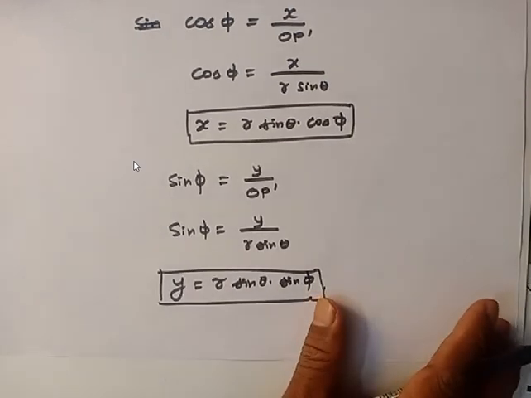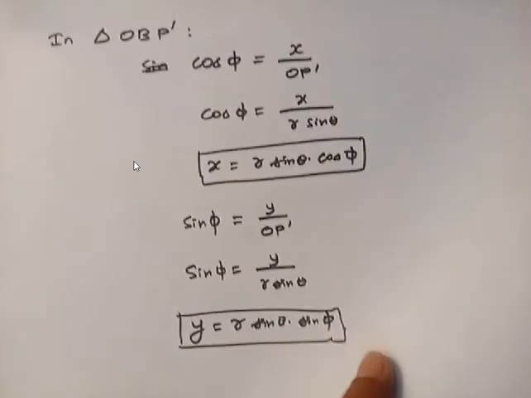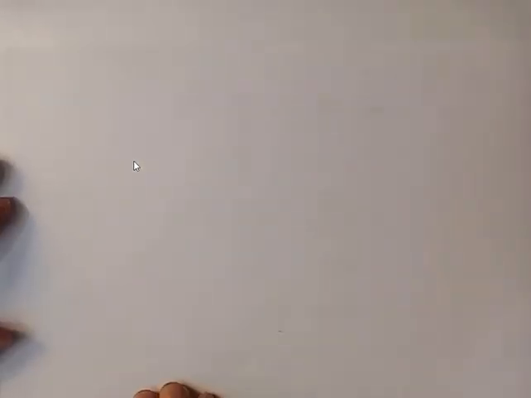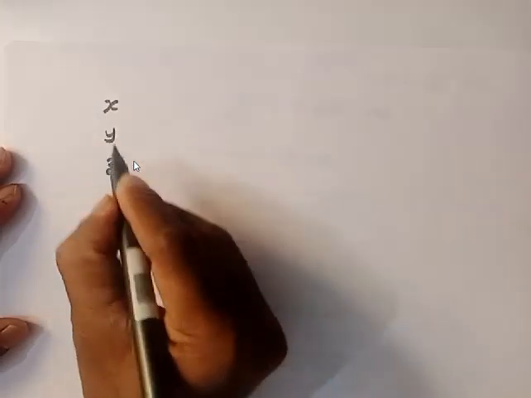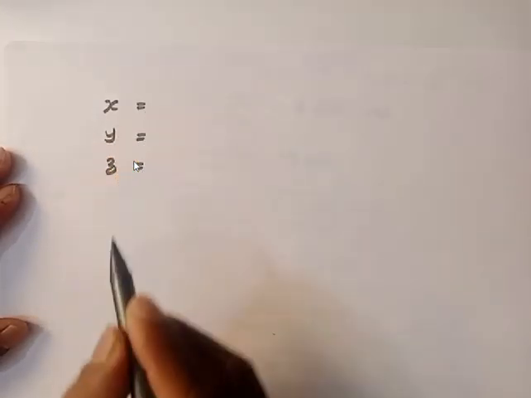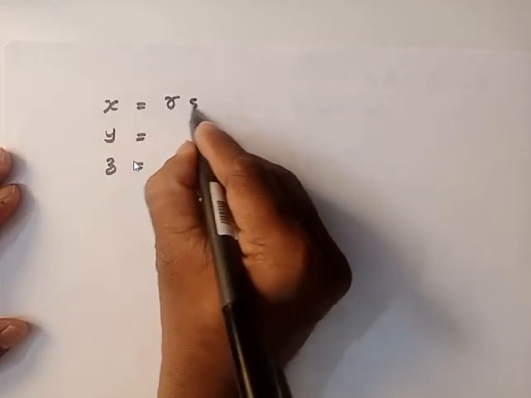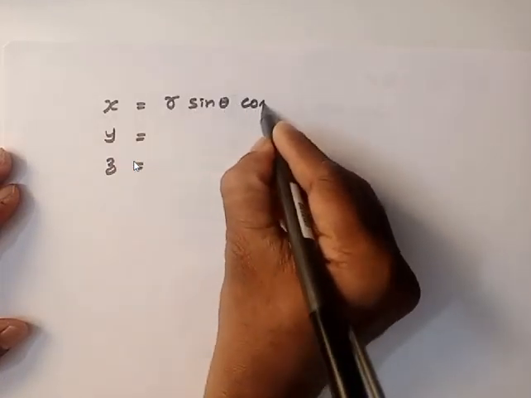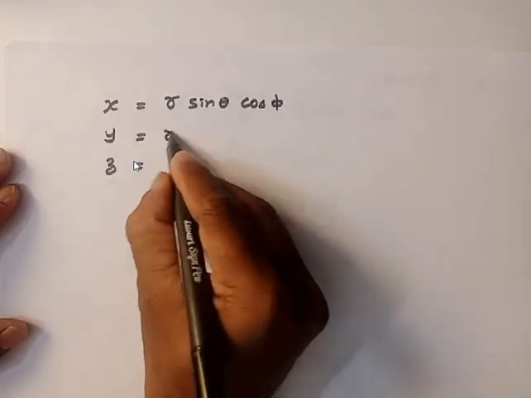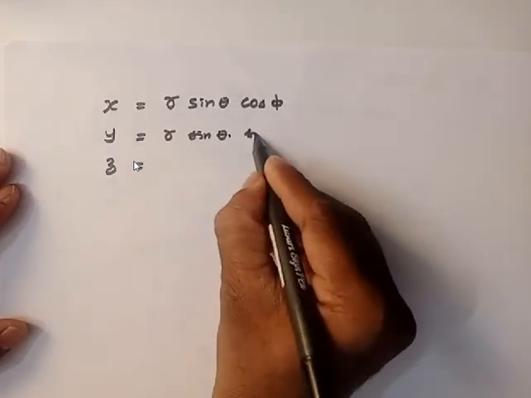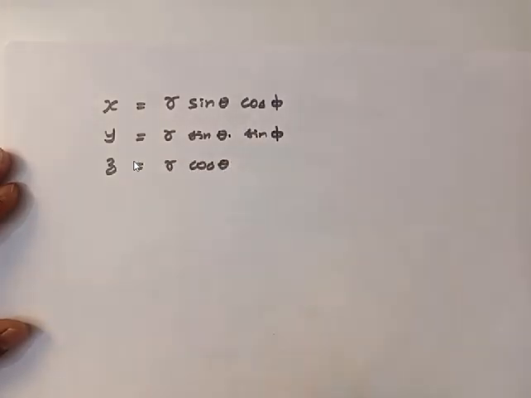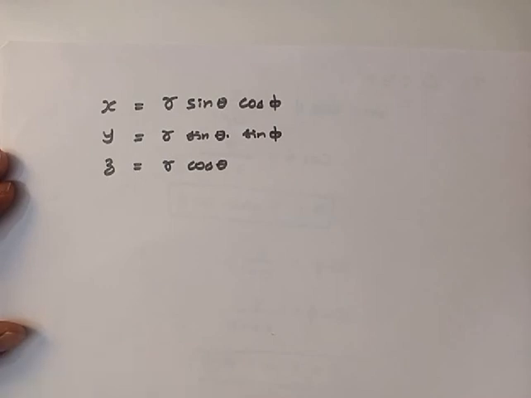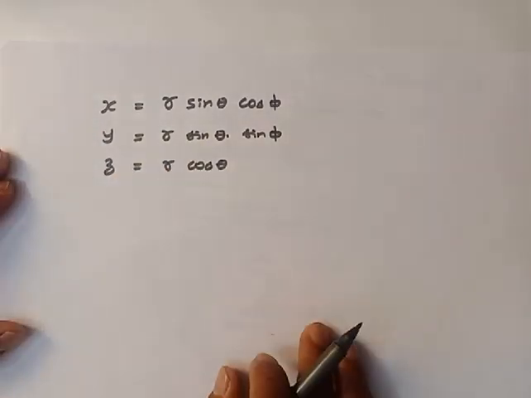Now I'll just summarize all these coordinate values. What is the relation between x, y, z and the spherical polar coordinates? x is equal to r sin theta cos phi, y is equal to r sin theta sin phi, and z is equal to r cos theta. This is the relationship between x, y, z and the spherical polar coordinates.